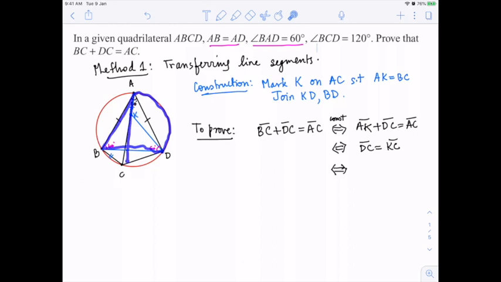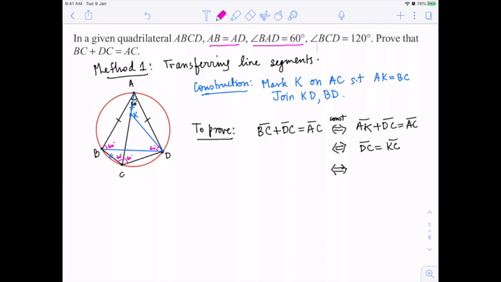So this is 60, and very similarly ACB and ADB are again angles in the same segment, and we know this is 60, so again this is 60. So therefore we get this to be 60 and this to be 60. Indeed, 60 plus 60 is 120. We already know that angle BCD is 120.